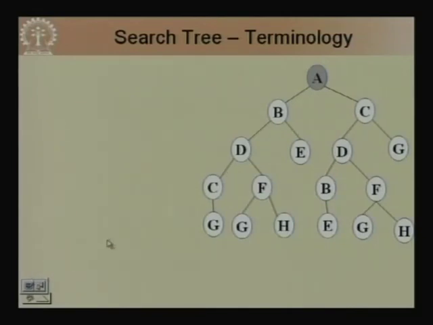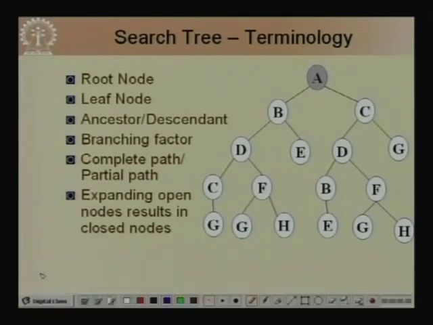Now, let's look at some terminology corresponding to a search tree. The root node is the node from where we initiate the search tree. In this example, A is the root node. The leaf nodes are the leaves of this tree. This particular tree has the following leaves: G, G, H, E, E, G, H, G, out of which G is a leaf node because G is a goal node, and E and H are leaf nodes because we have reached dead ends.